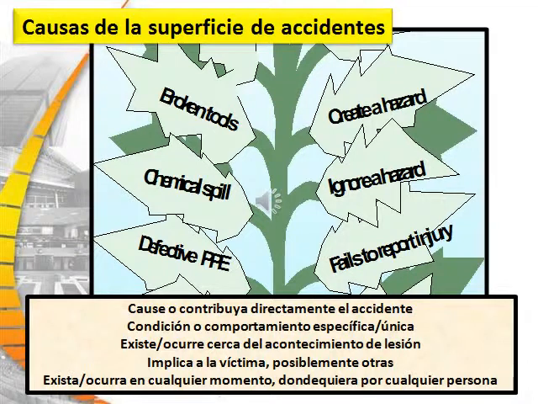Here are surface causes of accidents, which directly cause or contribute to an accident. A specific or unique condition or behavior exists or occurs close to the injury event, involves the victim and possibly others, and existed or occurred at any time, anywhere by anyone.